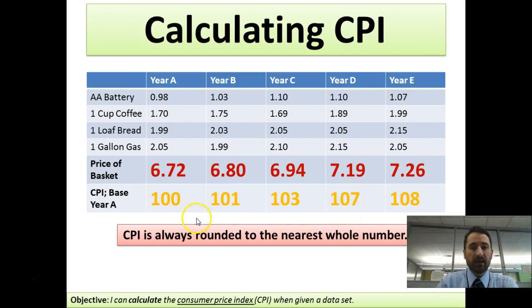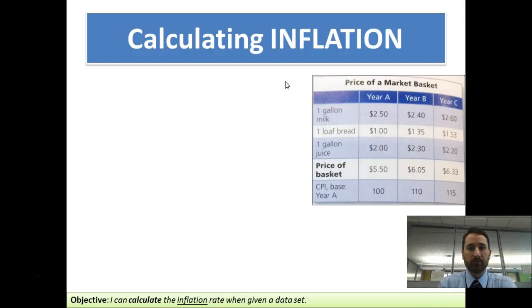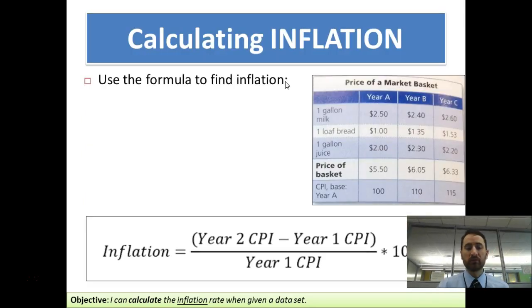So now that we have CPI, now we can calculate inflation. Inflation will be that change from one year to the next. So how much did prices rise from year A to year B, or year B to year C? We can do that using a new formula. You've seen this formula before. This is the growth rate formula that we use for GDP. It works the same way for inflation. We take the new minus the old divided by the old times 100.